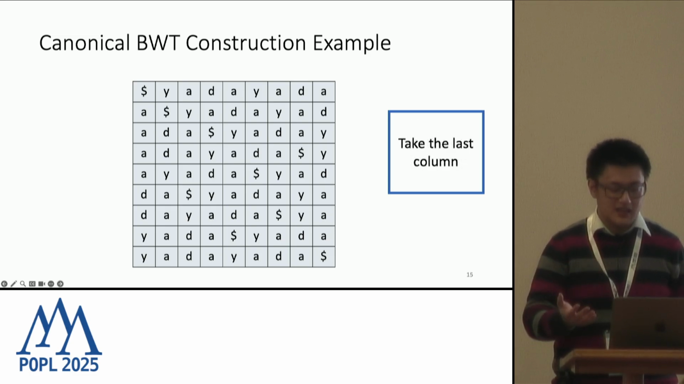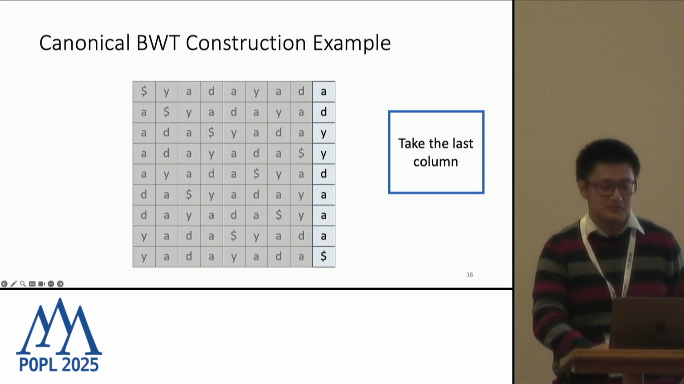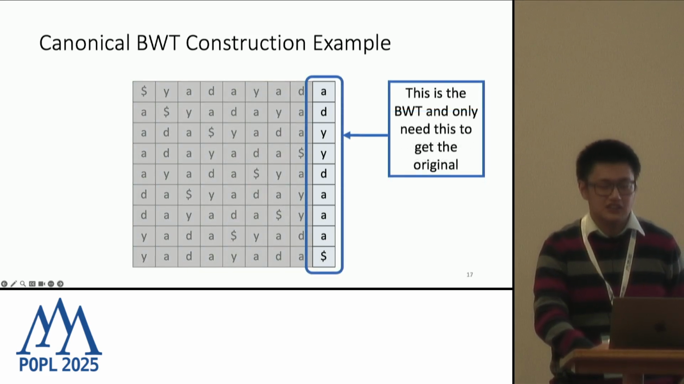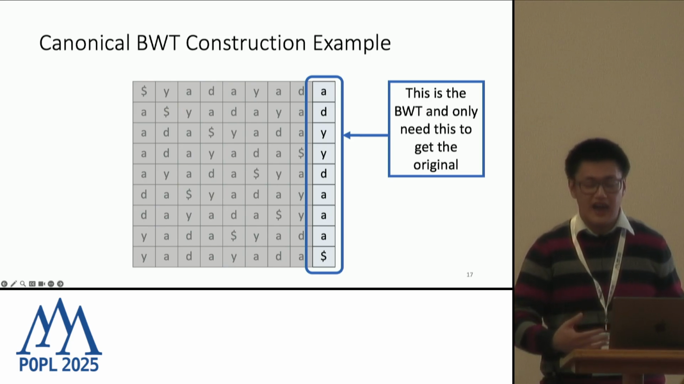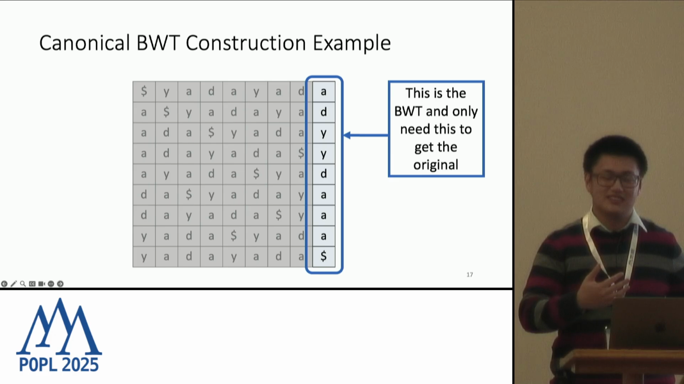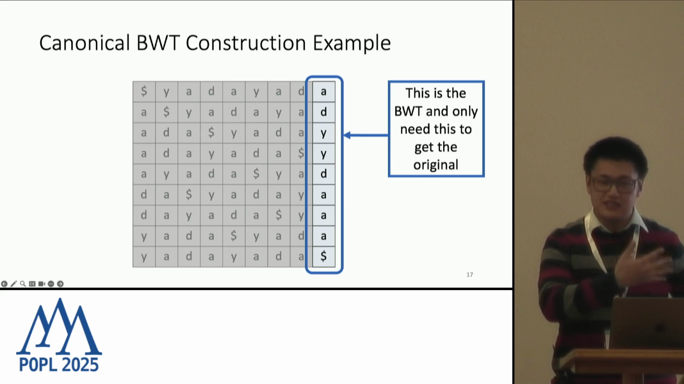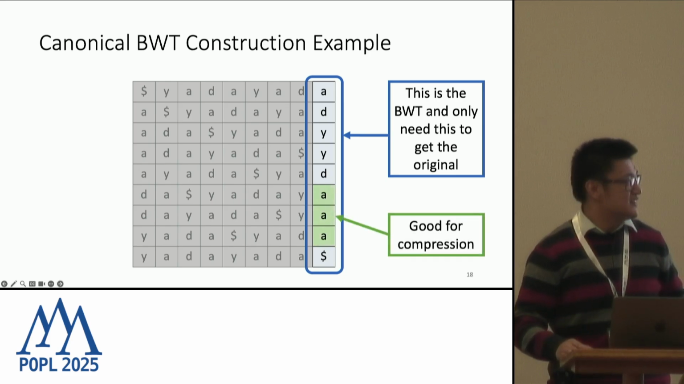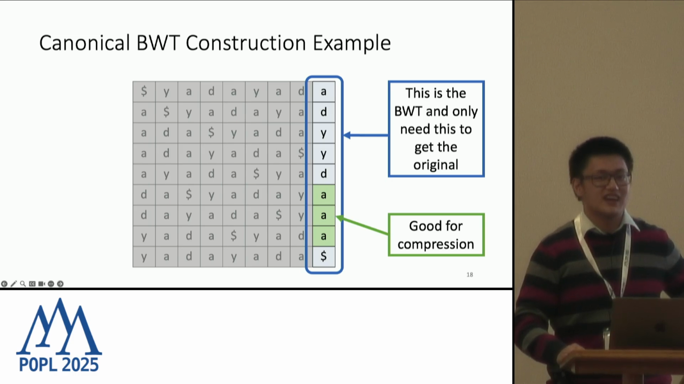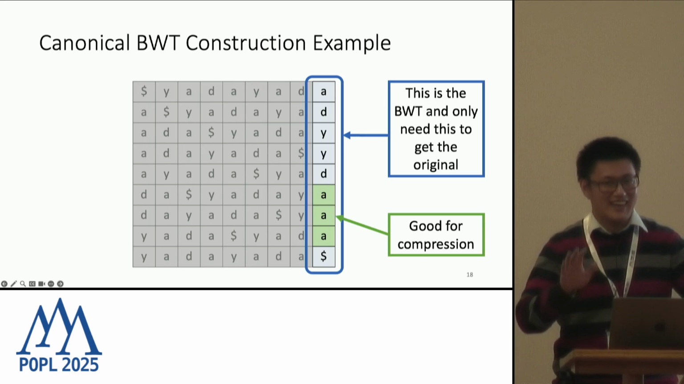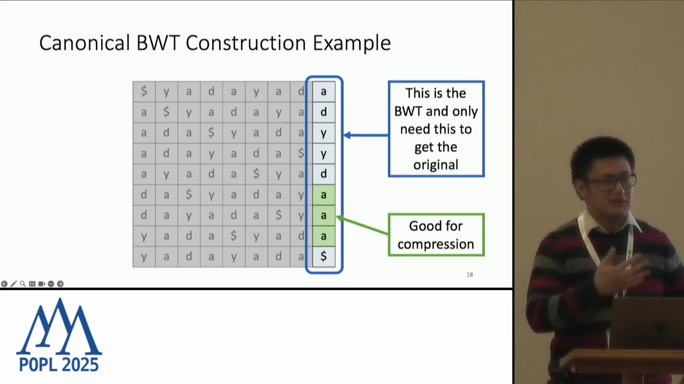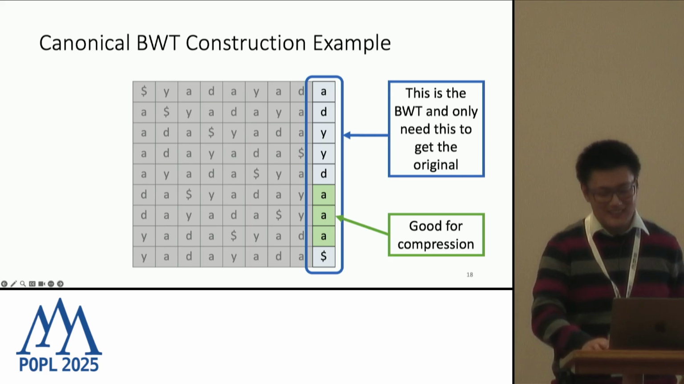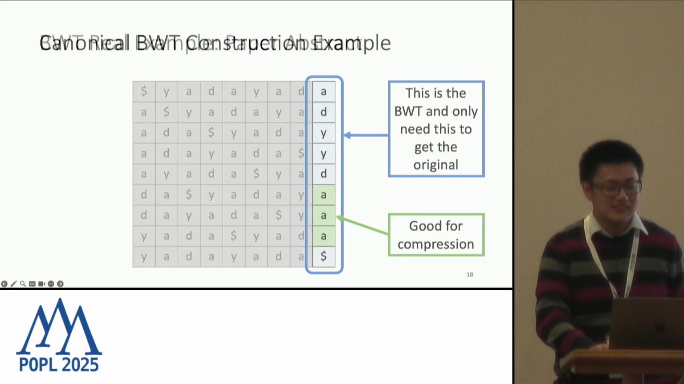And then the last step is to take the last column. And this last column is the Burrows-Wheeler transform, and we only need this to get back to the original sequence. And what you can see is that it does tend to group some similar symbols together. Now, this is a very contrived example, very small, and doesn't really show what the Burrows-Wheeler transform is actually capable of. So here's a slightly larger example.